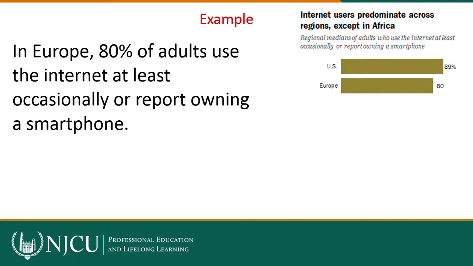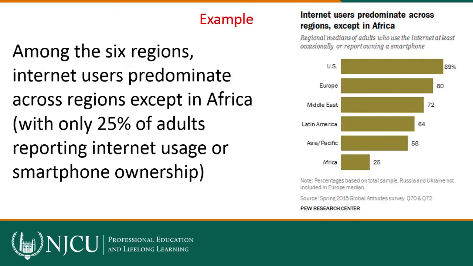So as I'm creating this video about internet users around the globe, I'm walking my audience through it one bar at a time, making sure they understand that the U.S. leads with 89% of adults, and then Europe is second with 80%. Very important to ask yourself, what are the objectives of my video? What do I want my audience to learn? More importantly, what do I want my audience to see visually here?